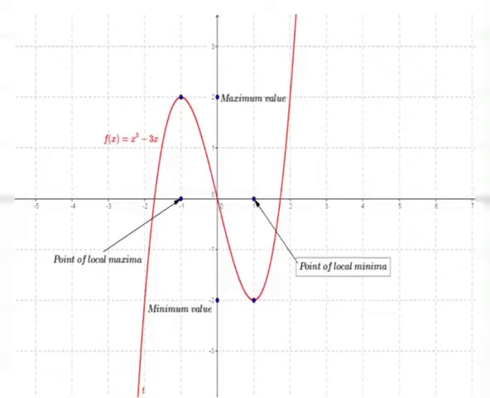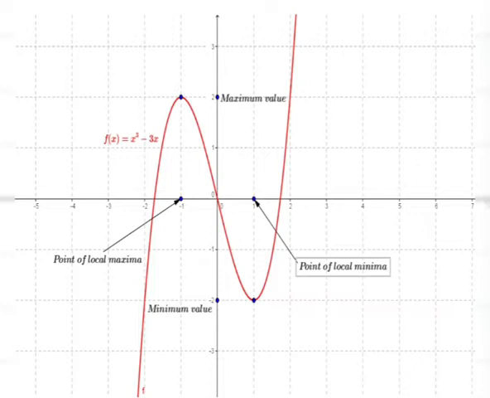So here again, you have a function, and on the screen you can see that you also have the graph of the function. So from the graph we can see that at x equal to -1, the value of the function will be maximum. It is equal to 2. And at x equal to 1, the value of the function will be minimum. It is equal to -2.